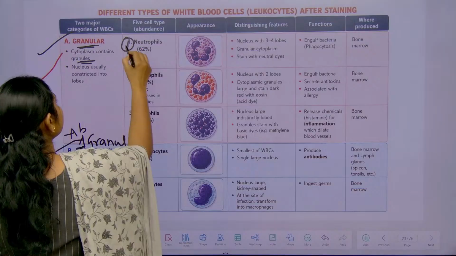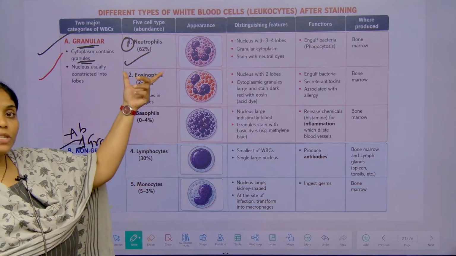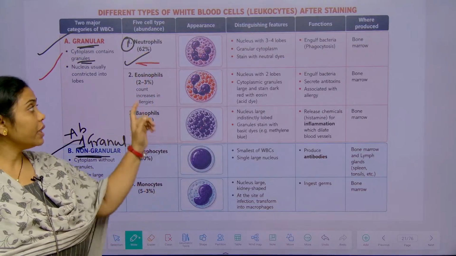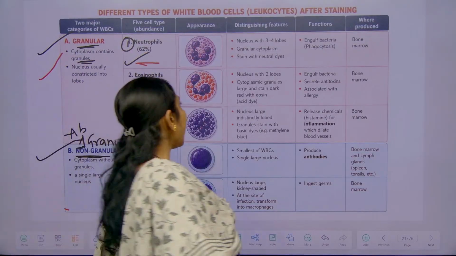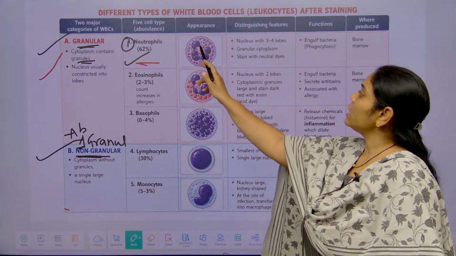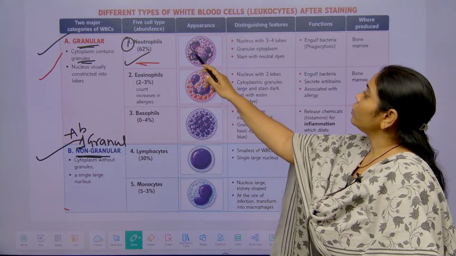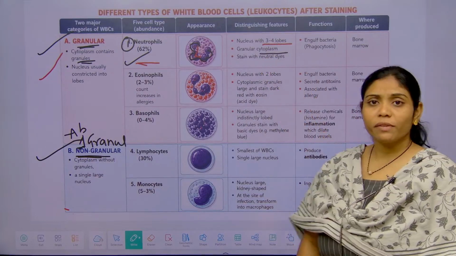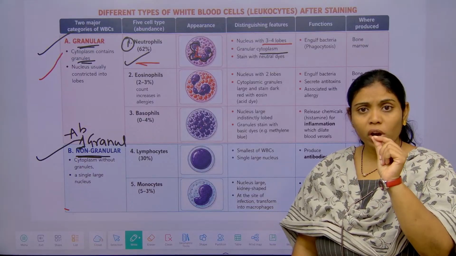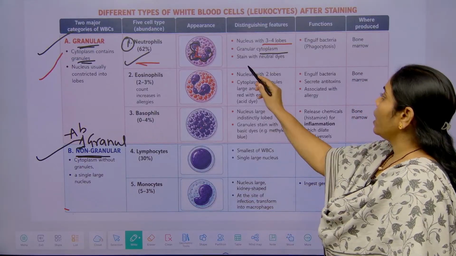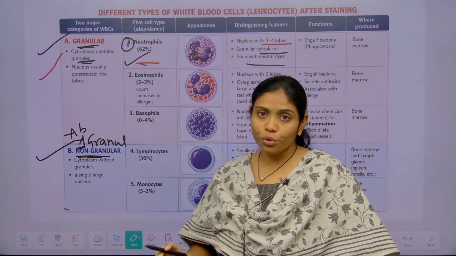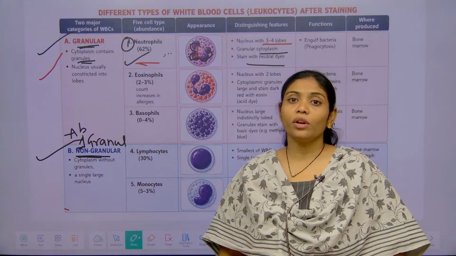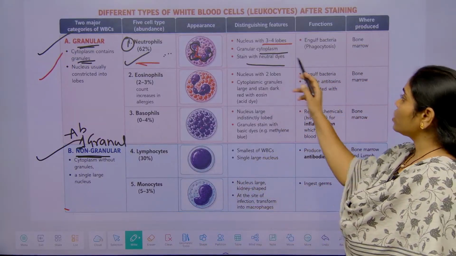The first one is neutrophils. How much percentage of neutrophils are there? This is the highest percentage, 62%, and the nucleus has 3 to 4 lobes. In the cytoplasm we can identify small granule-like structures. It is stained with neutral dye, so these cells are called neutrophils. And what is the function of these neutrophils?